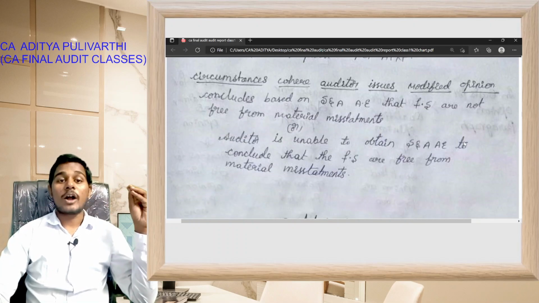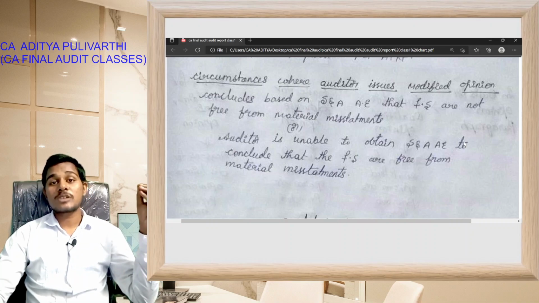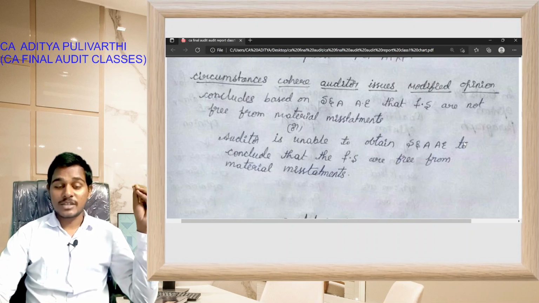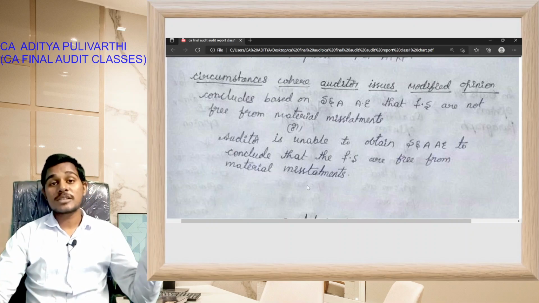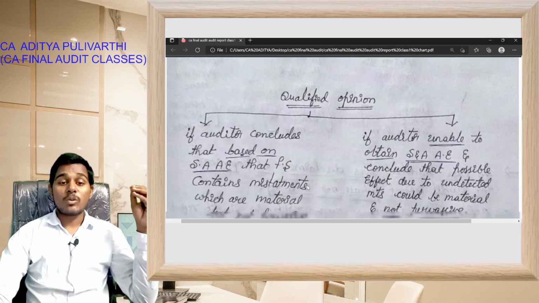Circumstances where the auditor issues a modified opinion. See, the auditor concludes based on sufficient appropriate audit evidence that the financial statements are not free from material misstatements, or the auditor is unable to obtain sufficient and appropriate audit evidence to conclude that the financial statements are free from material misstatements. Okay, qualified opinion.